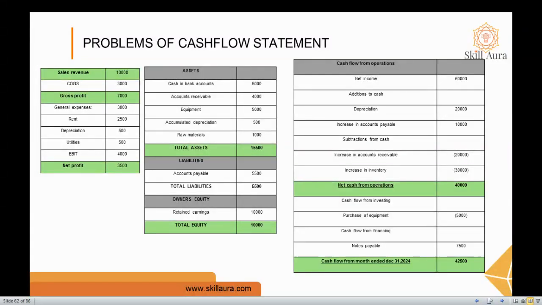So when we get the total net cash from operations, that is 40,000, we have to subtract it, then you will get 35,000. After that, when you add the cash flow from financing, that is 7,500, you'll get 42,500. That is the cash flow for this month. This is how you analyze and prepare a cash flow statement.